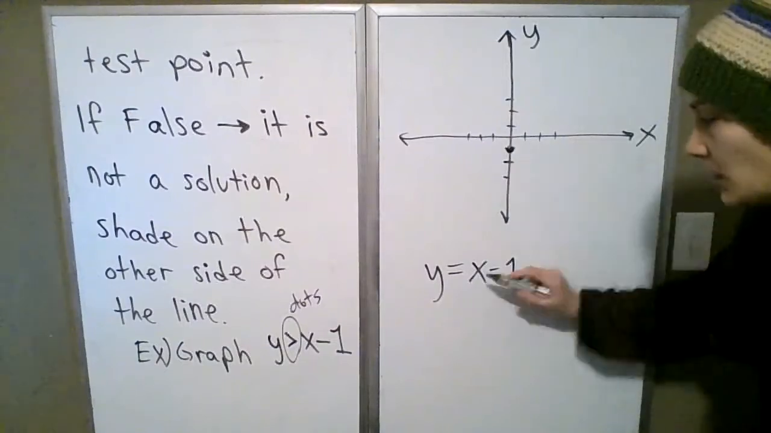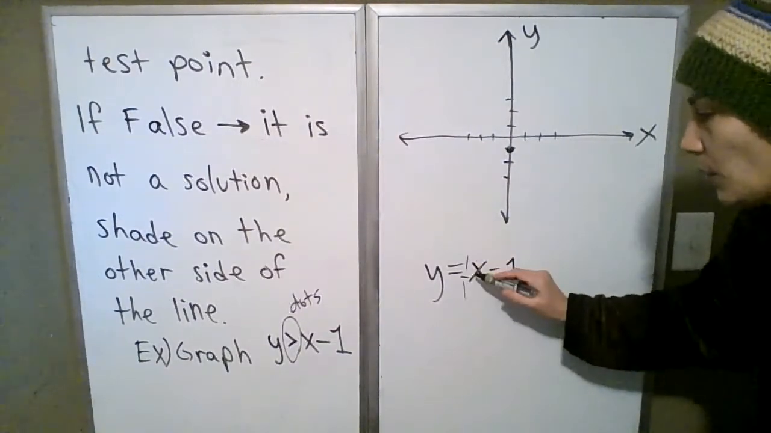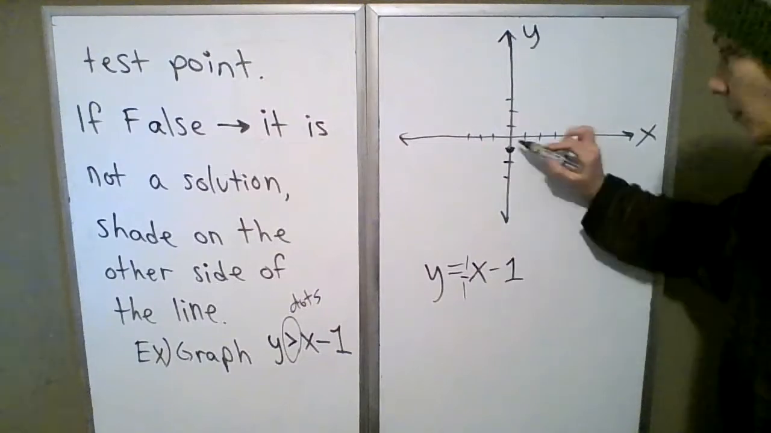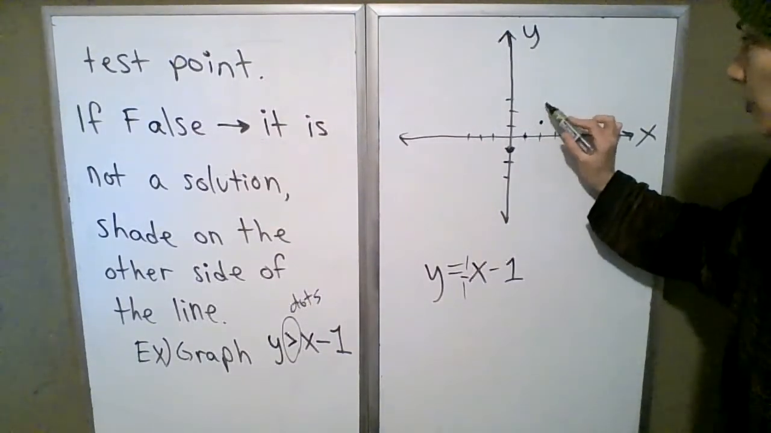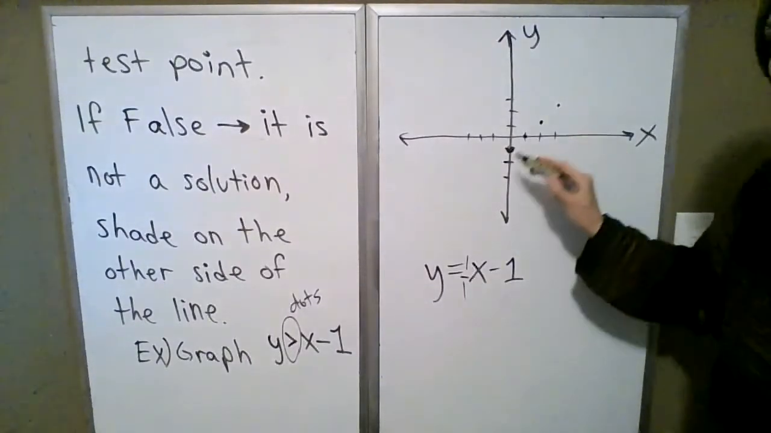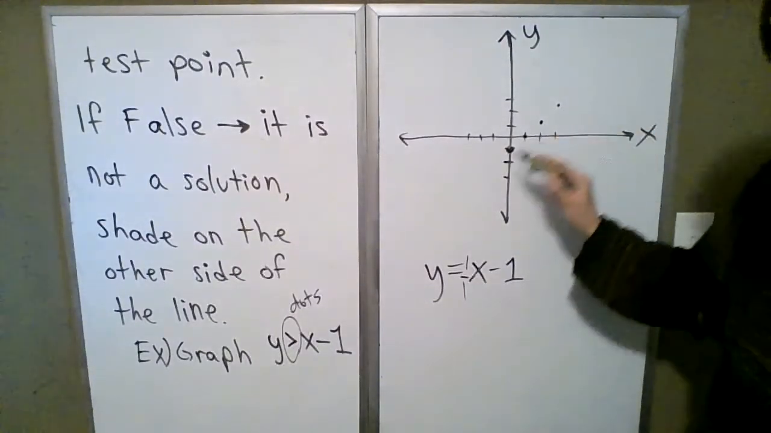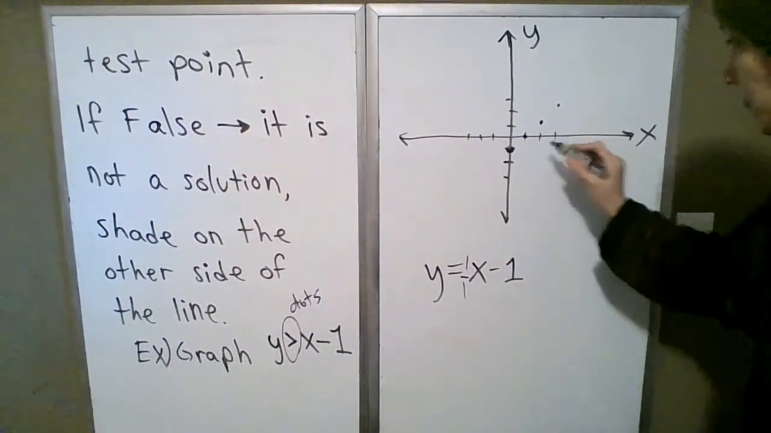And then it has a slope of 1, or 1/1. So I'm going to go up 1, right 1. Up and over, up and over. So one more time. And then I'm going to connect these with just a few dashes or dots to represent the boundary.